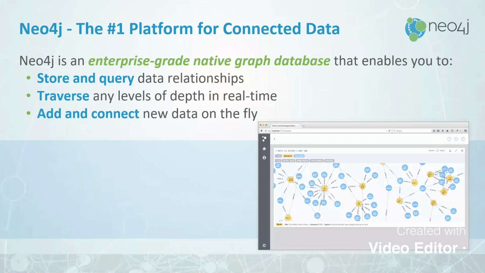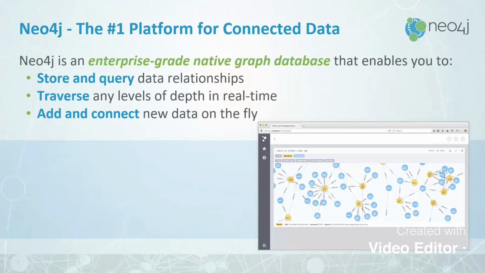Okay, so now that you understand the labeled property graph model, what is Neo4j? Well, put simply, it is an enterprise-grade native graph database. I will get to what we mean by enterprise-grade and native shortly. Neo4j allows you to store and query data relationships. It is a database that is all about the relationships.